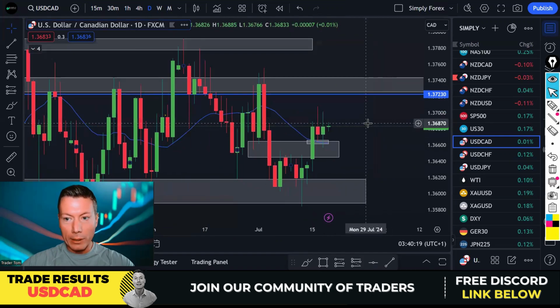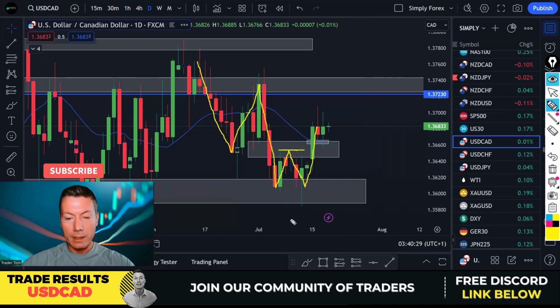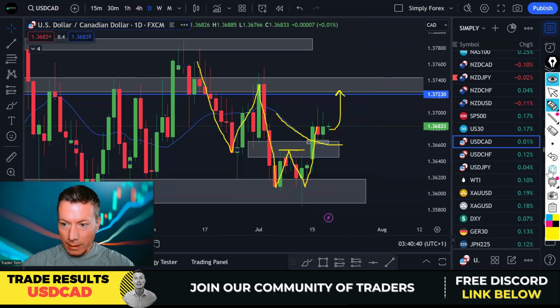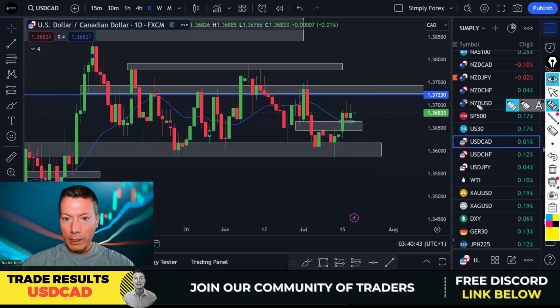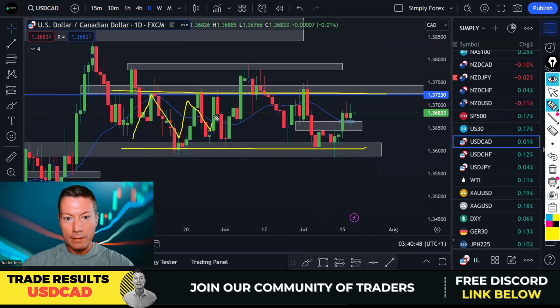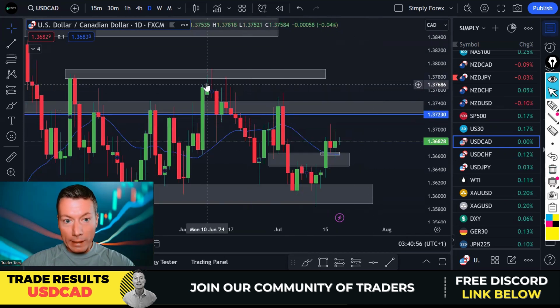So why did I take a buy on US dollar, Canadian dollar? Price was in this downtrend, but then it broke this high, so we are now in an uptrend. We were above the moving average 20, and we had all this room to move back up to this level, so we wanted to look for buys. If I scroll out, you can see why this is my target, because we've just been ranging between here and here, and therefore we just want to take it back to the top of the range. So that was the trade direction.